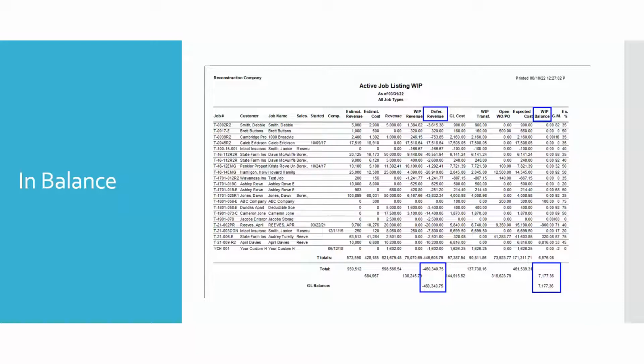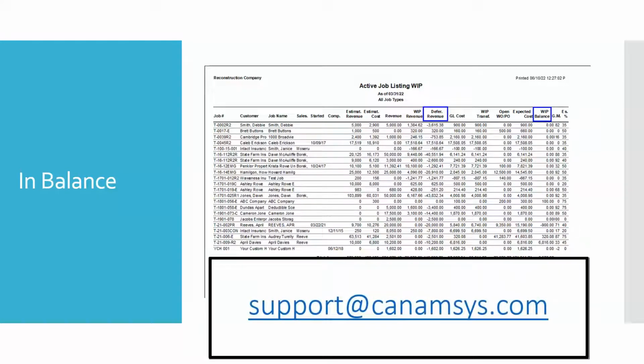If we were not, we could do some research, such as rerunning this report with closed jobs only, or running an account validation report to research what is causing the out of balance. If you find that you are out of balance, please send an email to support, and we are happy to walk you through the steps.